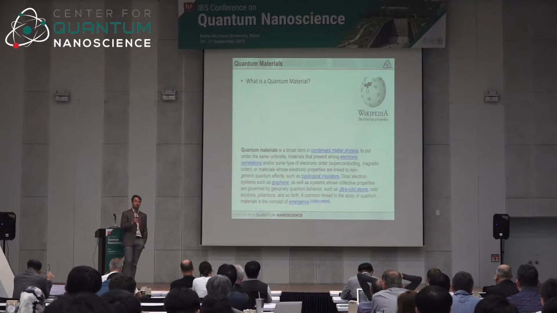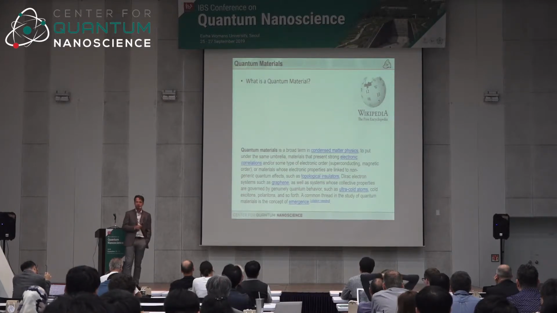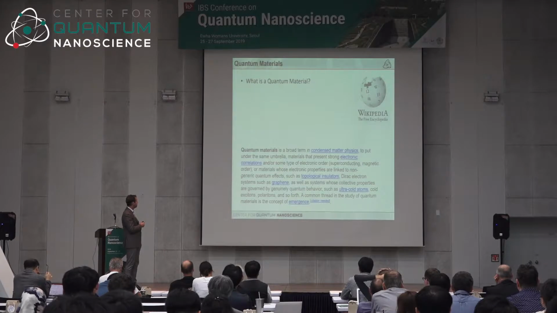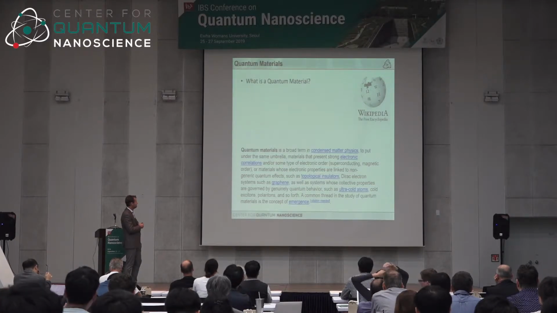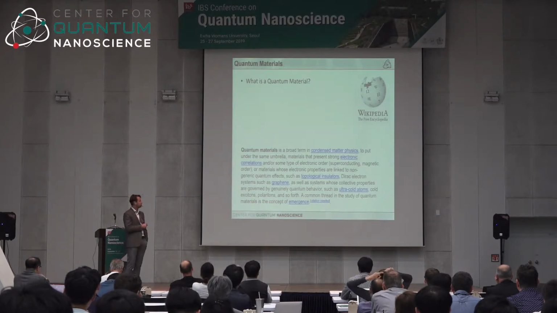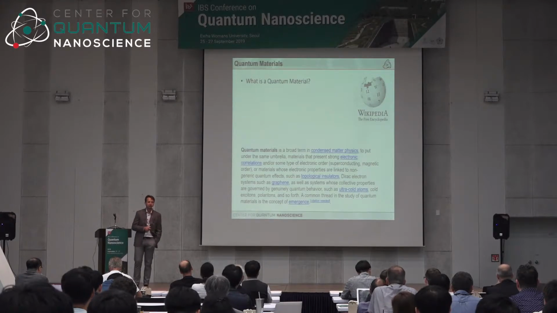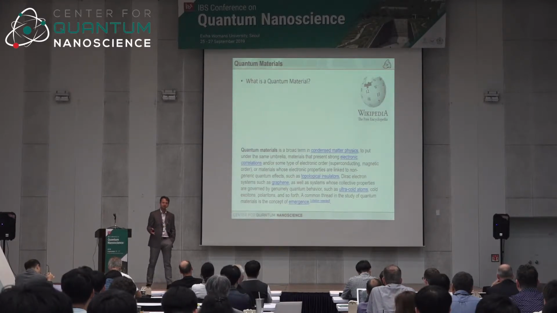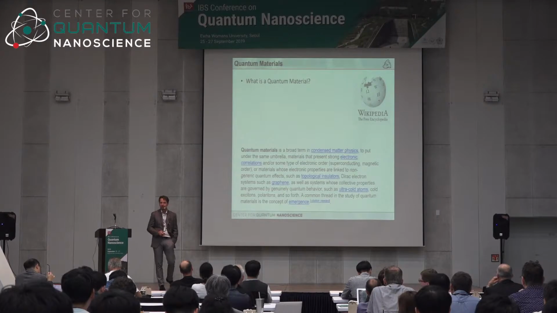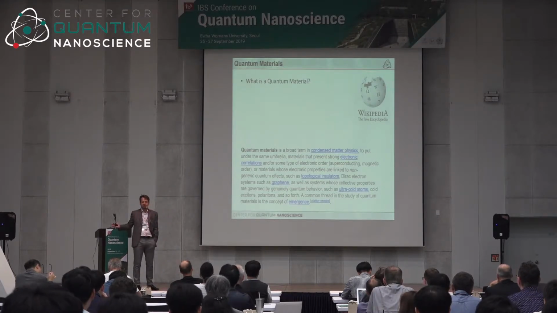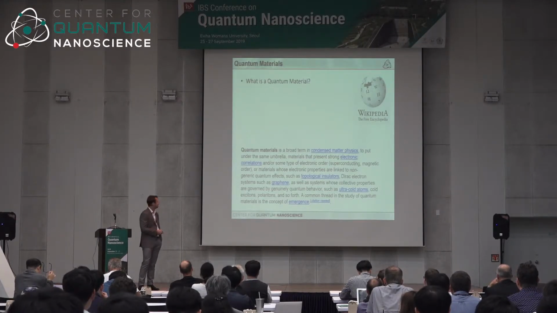So topological insulator is a non-generic quantum effect. Dirac electron systems such as graphene, as well as systems whose collective properties are governed by genuinely quantum behavior, such as ultra-cold atoms, cold excitons, polaritons, and so forth. A common thread in the study of quantum materials is the concept of emergence. I mean, this is about the most horrible definition of anything I've ever seen, right? It means everything. It has no meaning at all.